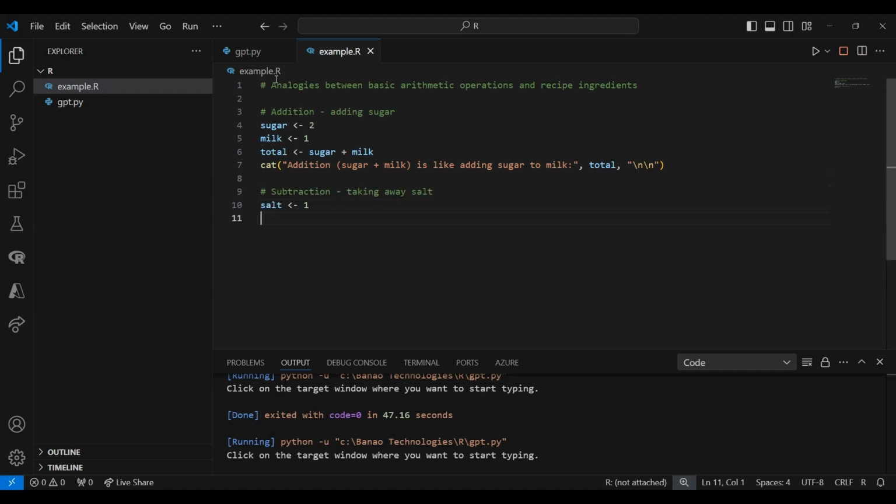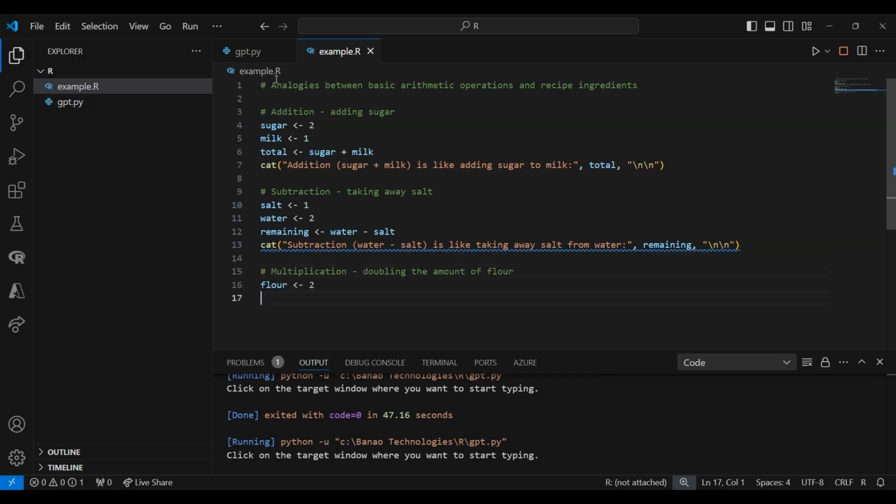Moving on to subtraction, the analogy made is removing salt from water. It highlights the concept of subtraction by calculating the remaining quantity after the operation, much like adjusting ingredient quantities in a recipe. When it comes to multiplication, the code demonstrates doubling the amount of flour as an analogy. By multiplying a given value, in this case the flour amount, we get a new quantity, mirroring the process of scaling up ingredients for a larger batch.